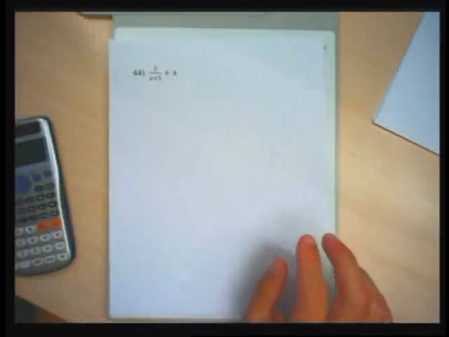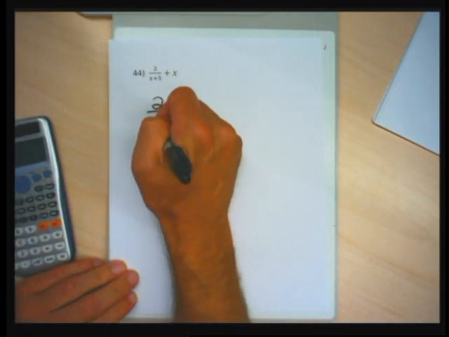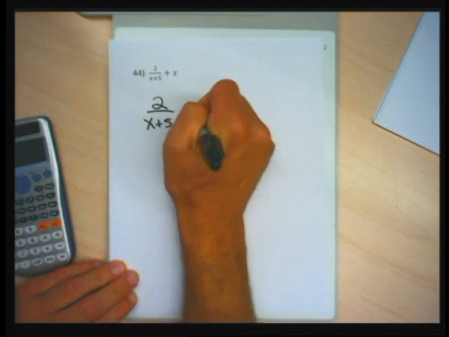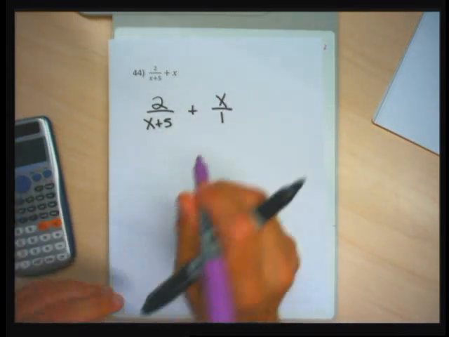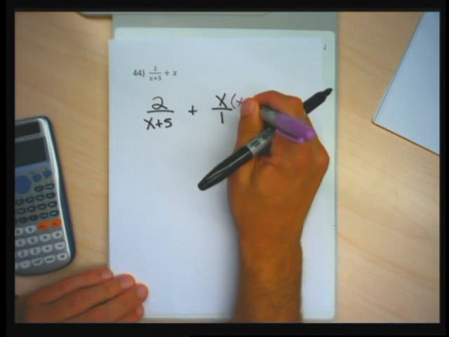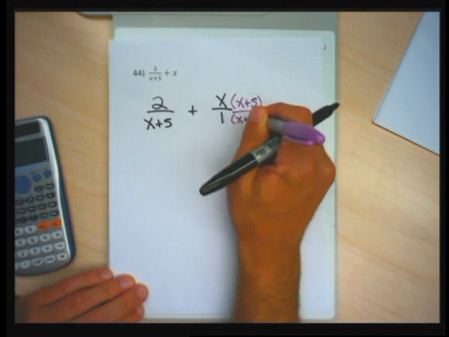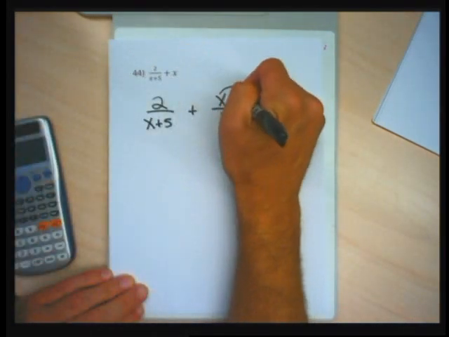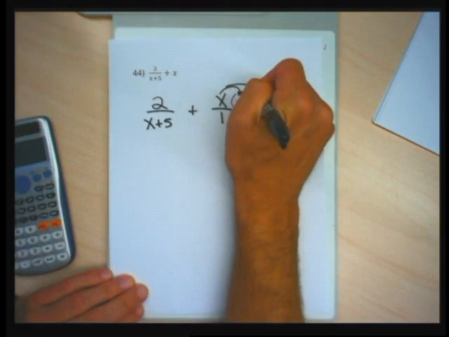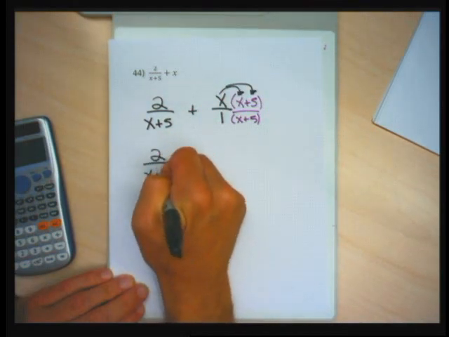Same style of problem, but a little bit harder. I'm going to write the second piece as a fraction by writing it over 1. And I'm going to multiply the second fraction by x plus 5 over x plus 5. That will make each denominator the same. The numerator I'm going to clear by multiplying x times x and x times 5. I'm going to leave the first fraction alone.